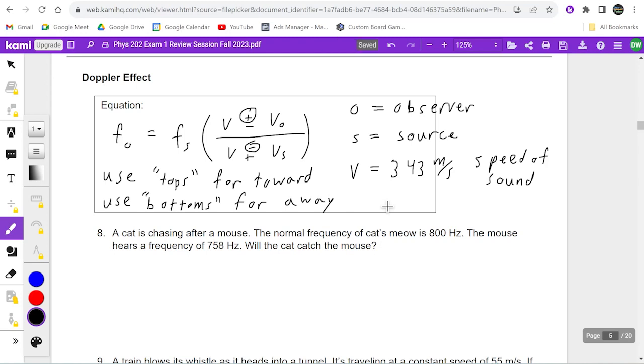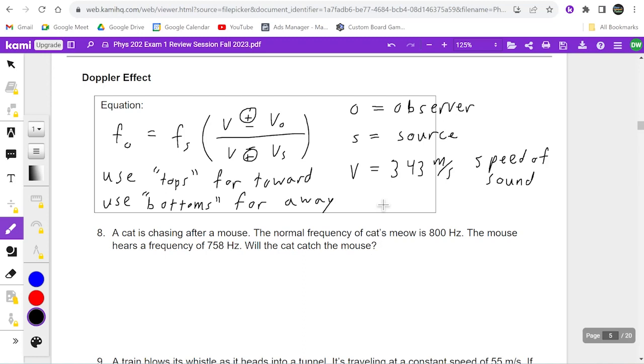Now, I want someone to tell me, true or false, is it possible to use the top for the numerator and the bottom for the denominator? In other words, plus both times. Is that possible, or would that never happen? Any ideas? Is it possible because the bottom is for the source and the top is for the observer? So you're saying if the source is heading away from you, like a car driving away, but you, the observer, are heading towards it, like you chasing after an ice cream truck, then yes, that would be a good example. So it certainly is possible.